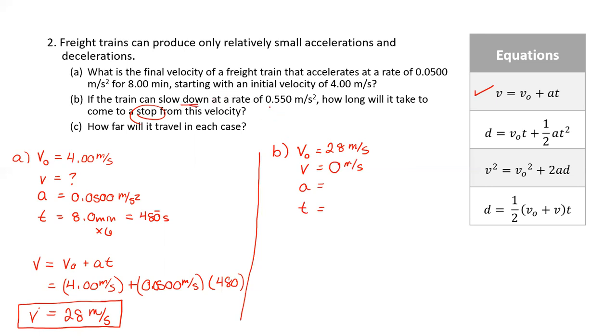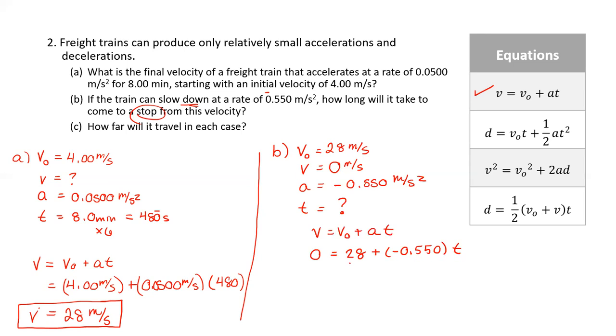Slowing down means that this is going to be negative, so negative acceleration of 0.550 meters per second squared. If you miss that negative, we're going to end up with some trouble. And then our time is what we're looking for. Again, we're going to use exactly the same formula: v equals v naught plus at. Substitute in: 0 is equal to 28 plus our acceleration, negative 0.550, t.